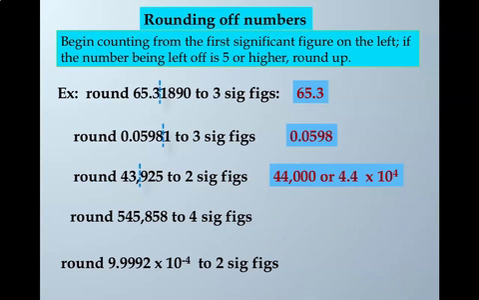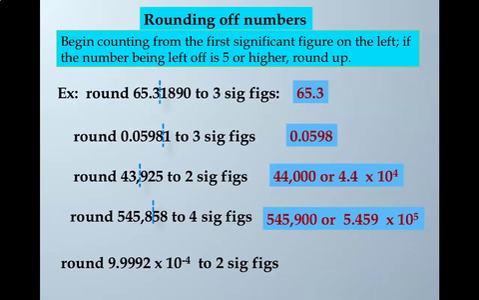Okay, 545,858. We have 4 significant figures, so I'm going to go 5, 4, 5, 8 and draw my line. Okay, since it's a 5 after that, we're going to round up. So again, it doesn't round to 5,400. We need to replace those numbers with zeros. So 545,900, or I've given it to you in scientific notation also.